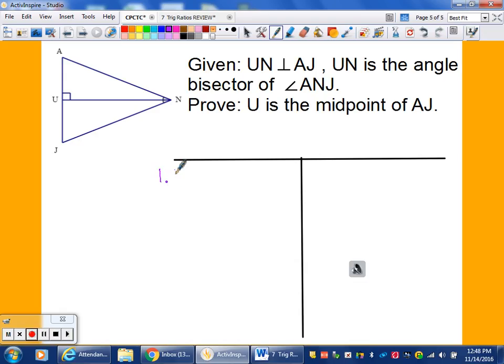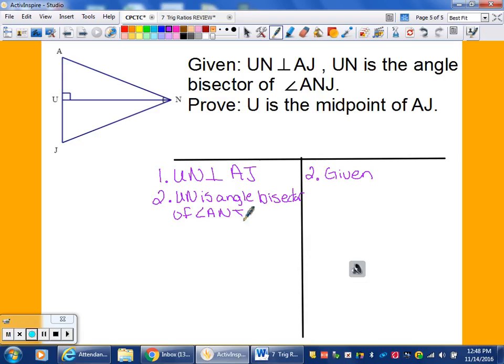So they gave me that UN is perpendicular to AJ. So that's one of my givens. Alright. What's another given? UN is an angle bisector of angle ANJ. So there's my two givens, right? Okay, so I can't number correctly. Let me fix that. Change that back to a 1.